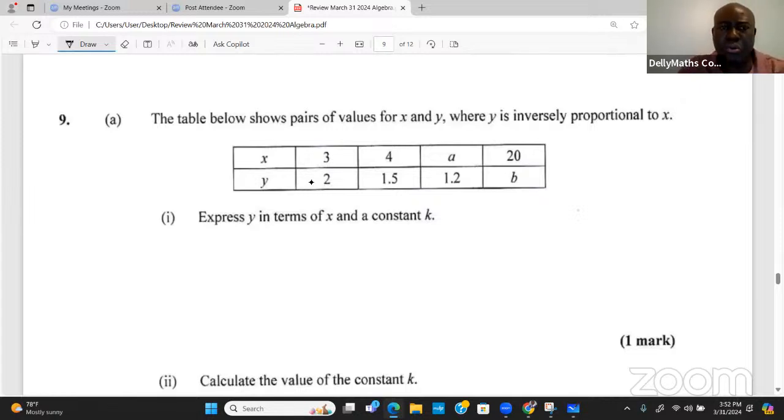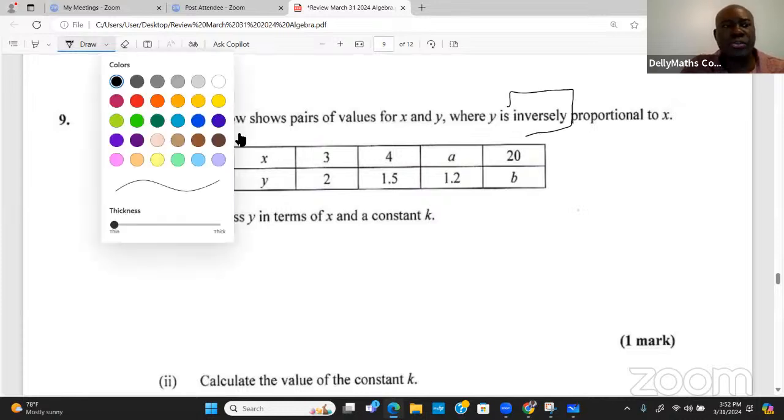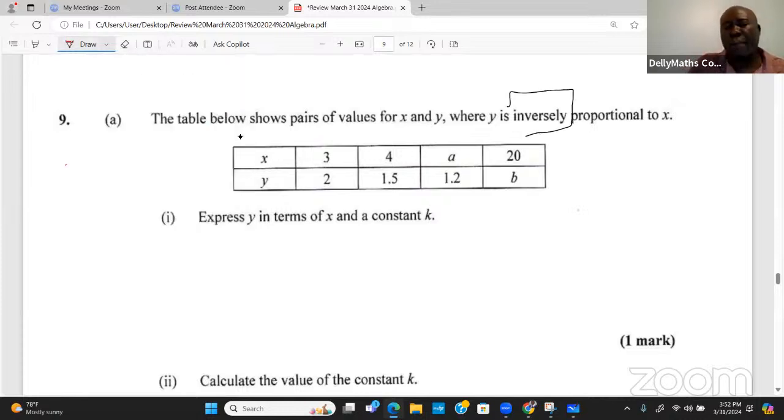All right, so what we're looking at here is, as the table below shows, pairs of values of x and y, where y is inversely proportional to x. Now, this is another variation, but this one now we're dealing with inverse proportion. So we have to take note. Now, I'm going to write the formula. It says express y in terms of x and a constant k. So here we're told what to use as our constant, k.